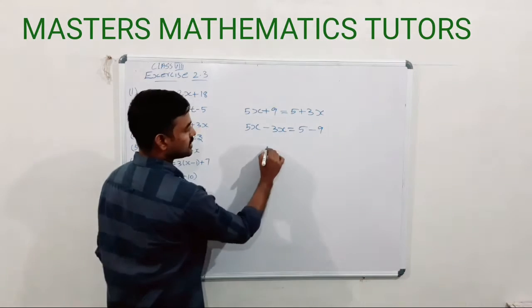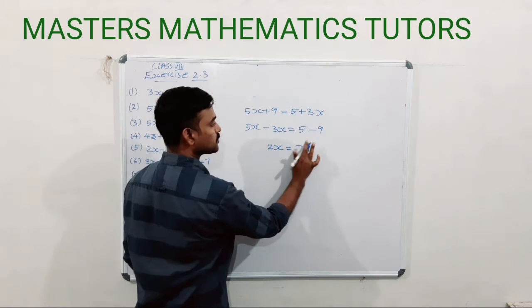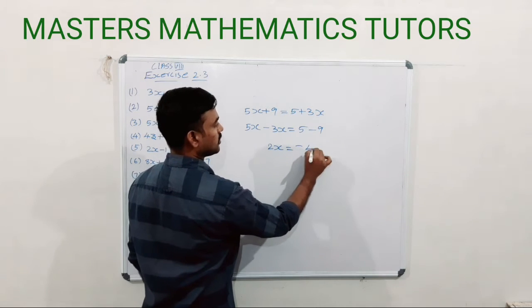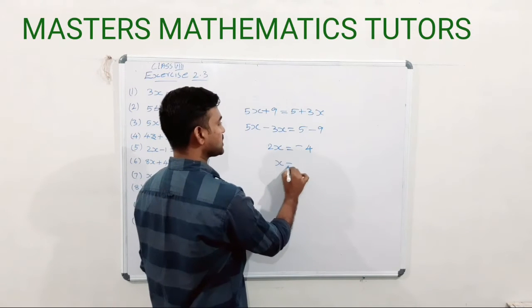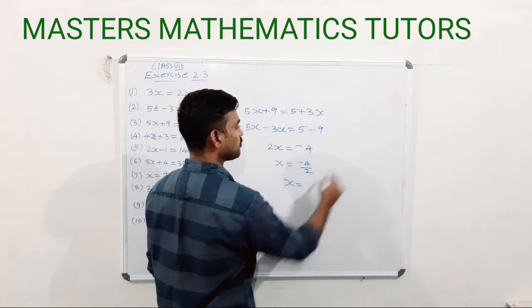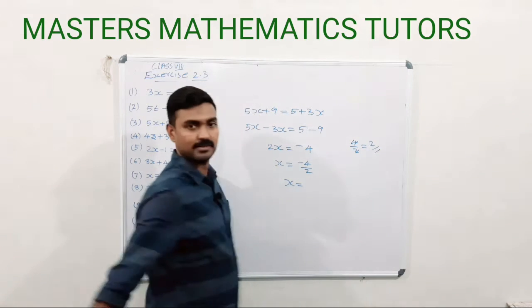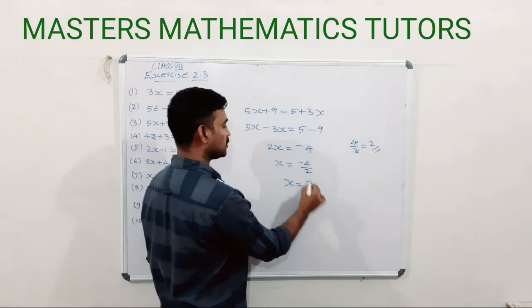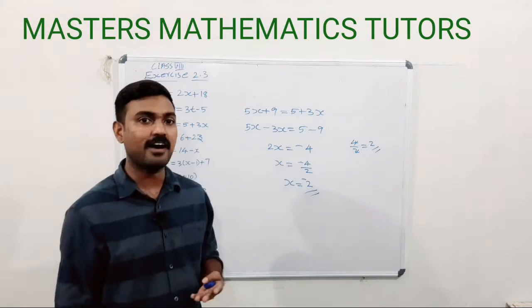So 5x minus 3x is equal to 2x. 5 minus 9 is equal to minus 4. So we get the answer x is equal to minus 4 divided by 2. x is equal to 4 by 2. We know that 4 by 2 is equal to 2, since 2 2s are 4. So here the answer is 2, but a negative symbol is there. So x is equal to minus 2 is the answer.